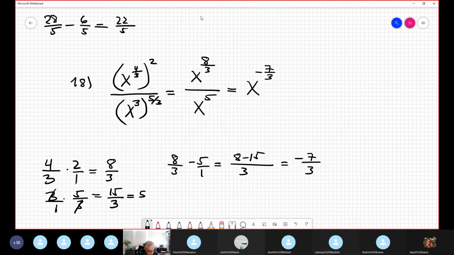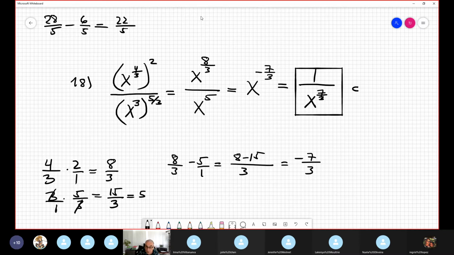But never express the final answer like that. Let me see. The original problem says, use the rules of exponents to simplify the expression, write the answer with positive exponents. And they never accept a final answer like that, because it uses a negative exponent. So you convert it to positive exponent. How? Reciprocal. And this is more elegant. This corresponds with option C. Any question?